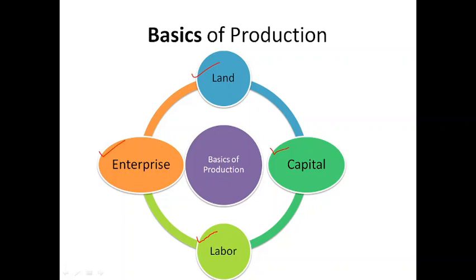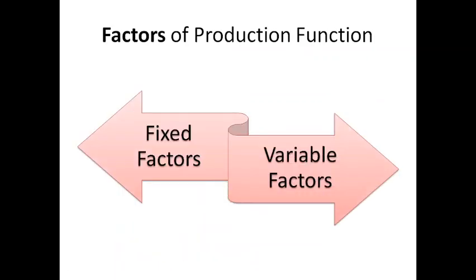Next is enterprise. Ability and action to collect, coordinate and utilize all production factors. The person who manages all those works, utilizes the resources, coordinates and manages all the factors of production is called an entrepreneur, who is also essential for production. So these are the basic factors of production, and these factors can be divided into two parts: fixed factors and variable factors. We need to understand these factors for understanding short run and long run production function.